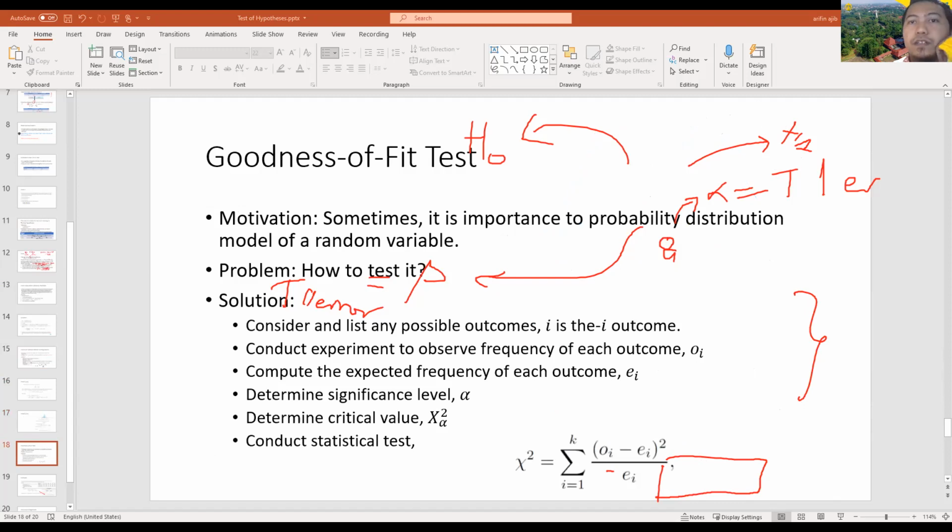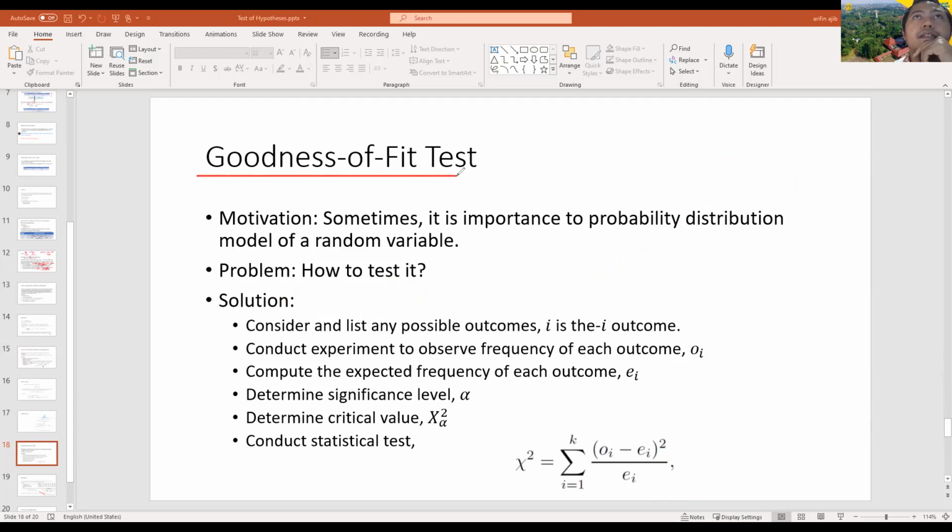Okay, and then we move forward here. This is the new subtopic, a goodness of fit test. The motivation: sometimes it is important to know the probability distribution model of a random variable. For example, we want to know, let's say we have a random variable, then we want to know what type of probability distribution this random variable has, and we should test it.